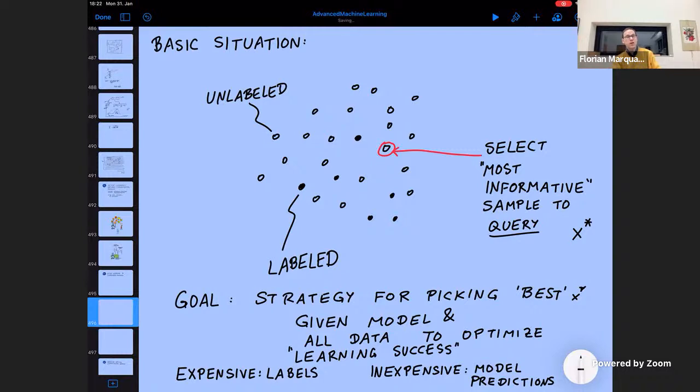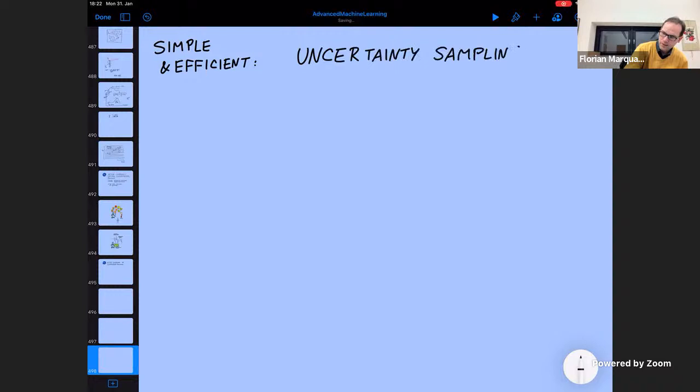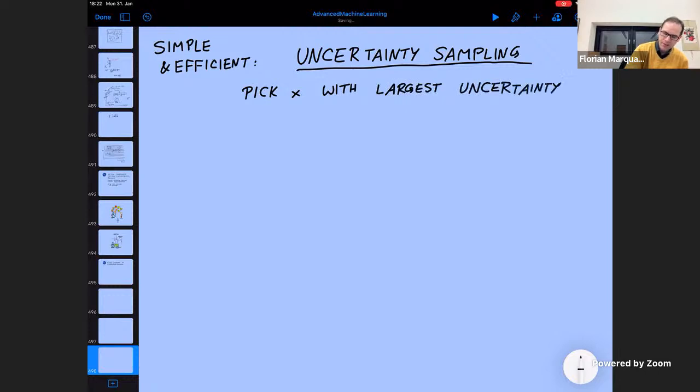Assuming you have a way of judging how uncertain your model is on any given unlabeled training sample in its prediction, you want to pick the one with the largest uncertainty. And that seems to work surprisingly well. So the idea is to pick the X, the sample with the largest uncertainty of the model prediction. And that immediately, of course, raises the question, okay, but how do I have access to the uncertainty of my model prediction? So how to estimate this?